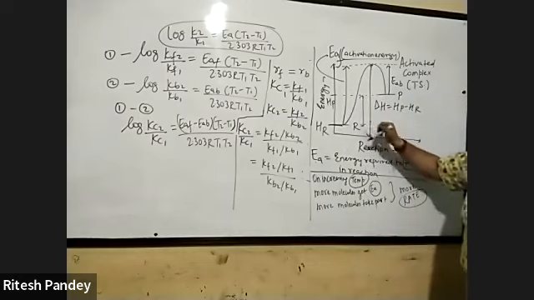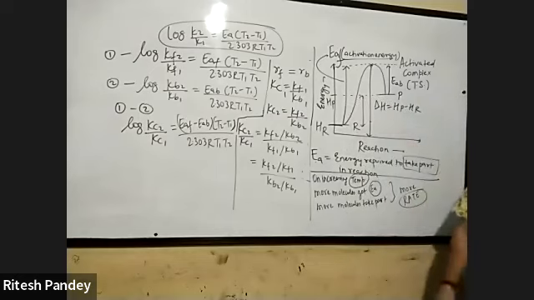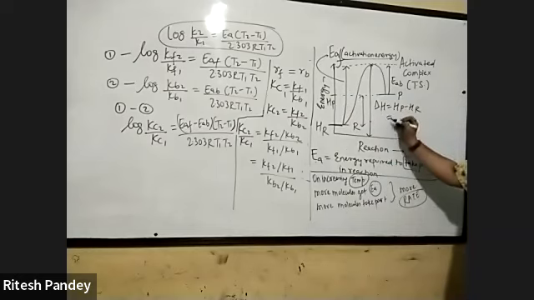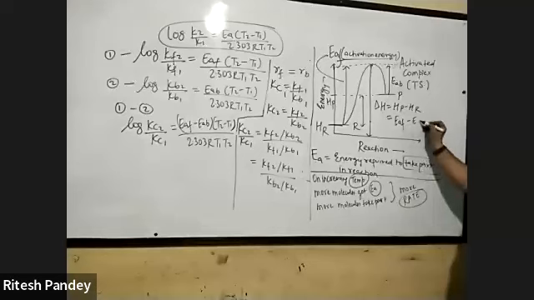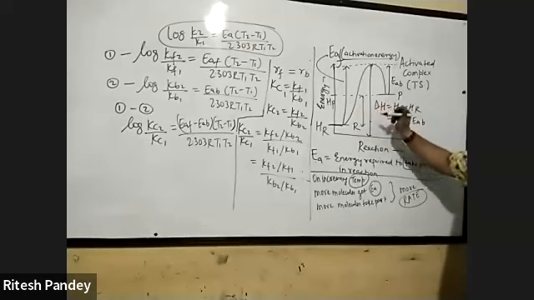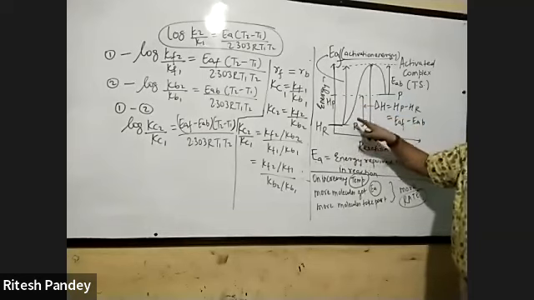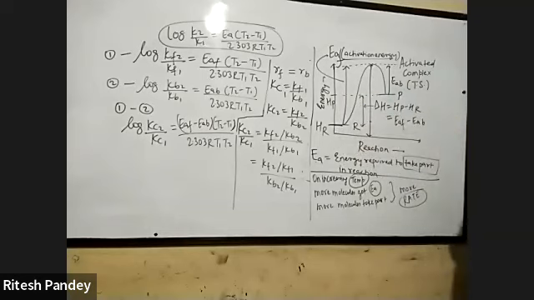I'm supposed to be writing delta H as HP minus HR, can't I write this as EAF minus EAB as well? I can write this delta H as HP minus HR, and I can also write this as EAF minus EAB.